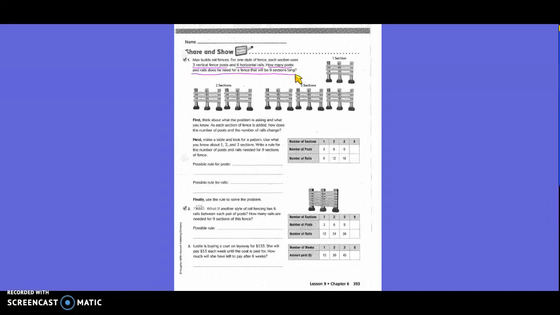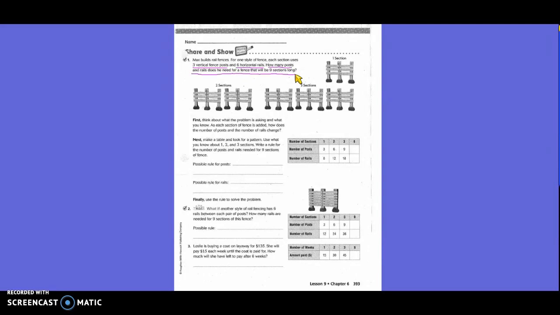First, think about what the problem is asking and what you know. As each section of this is added, how does the number of posts and the number of rails change? So, it says to make a chart or a table, and they already did that, right? So next, make a table and look for a pattern. Use what you know about 1, 2, and 3 sections. Write a rule for the number of posts and rails needed for 9 sections.